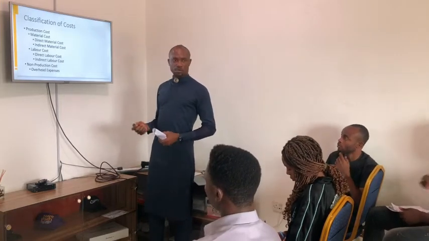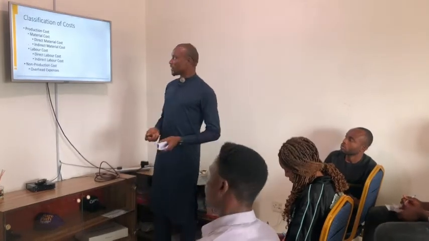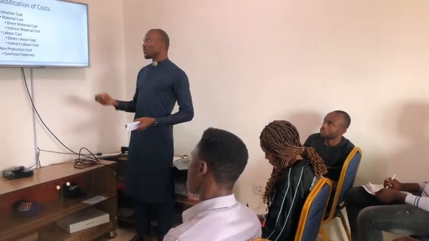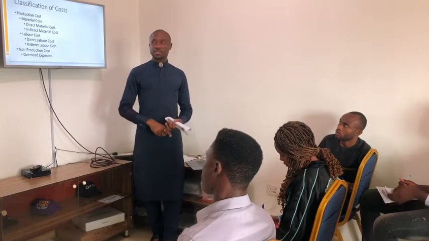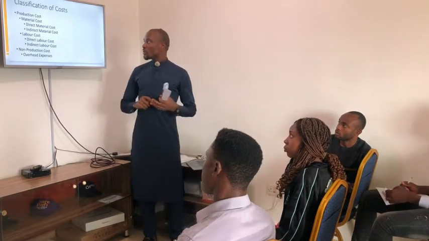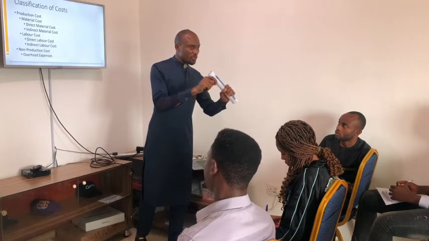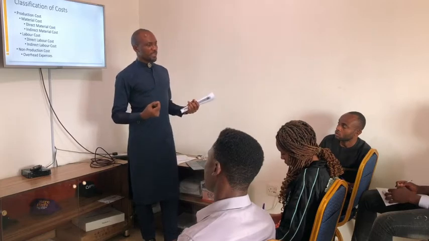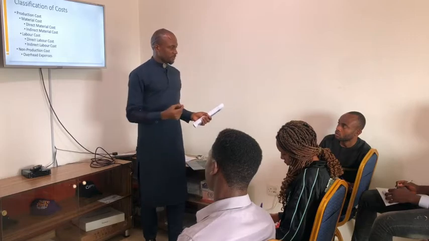We have what they call the product cost. Most of us are into production while others are providing services. And for those of us that are into production, we know there's what they call production cost. Under production cost, you have the material cost, that is the cost you use in buying the raw materials. Under the material cost, you have the direct material cost. These are costs that you can actually trace directly to that particular production. And then you have the indirect material cost. These are costs that you cannot trace to the production of a particular item.